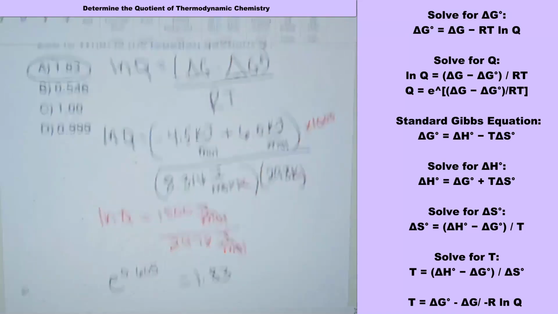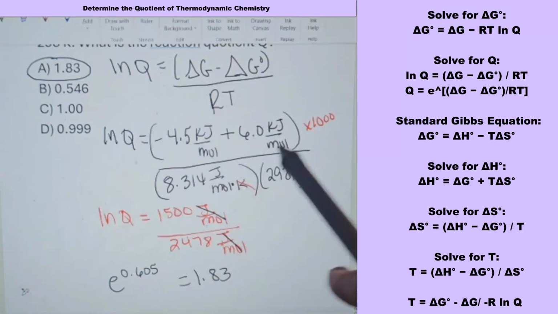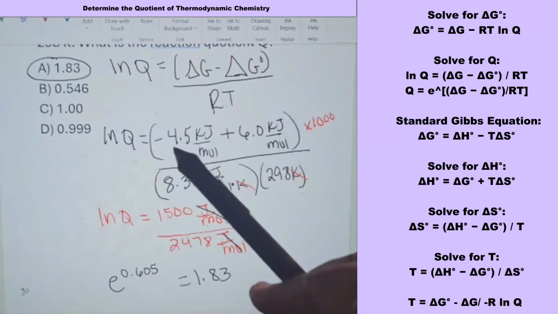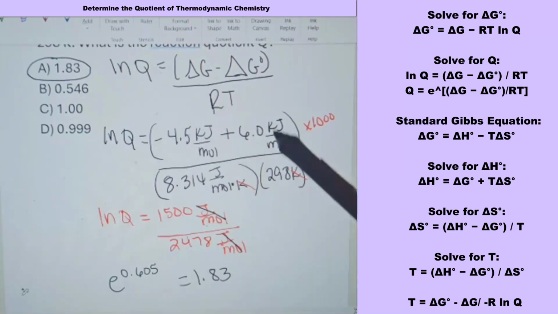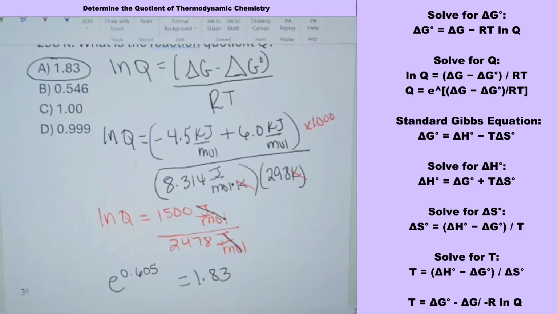Just remember, if they give you kilojoules per mole, do the math first in kilojoules per mole, then multiply it times 1,000. Because if you do them individually, that's just double the work. Get the sum or the difference first, then multiply it times 1,000. That way you're able to do them together rather than individually and forgetting some of the steps.